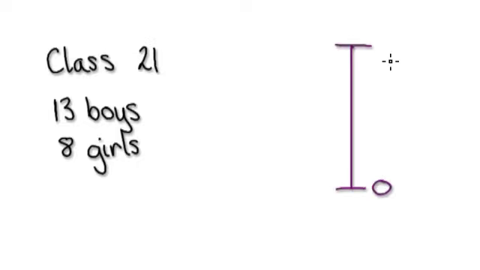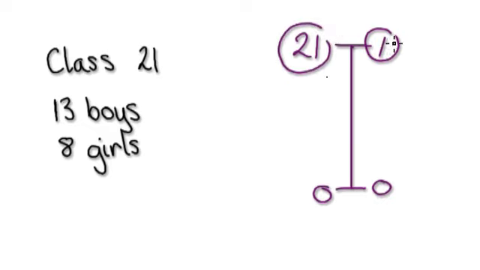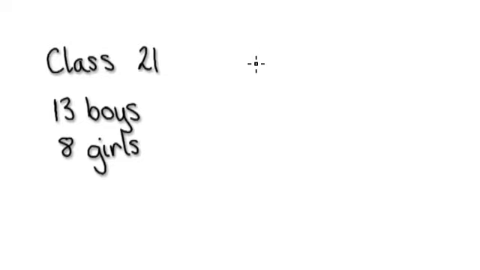Draw the diagram. So it's 0, 1 here, 0 here, and this one always represents a whole thing. 21. So when it's 1, that means it's 100%. Well, when 100% of the class is 21. Anyway, draw the diagram and answer the question. What percentage of the class are boys? Okay, so press pause and have a go.